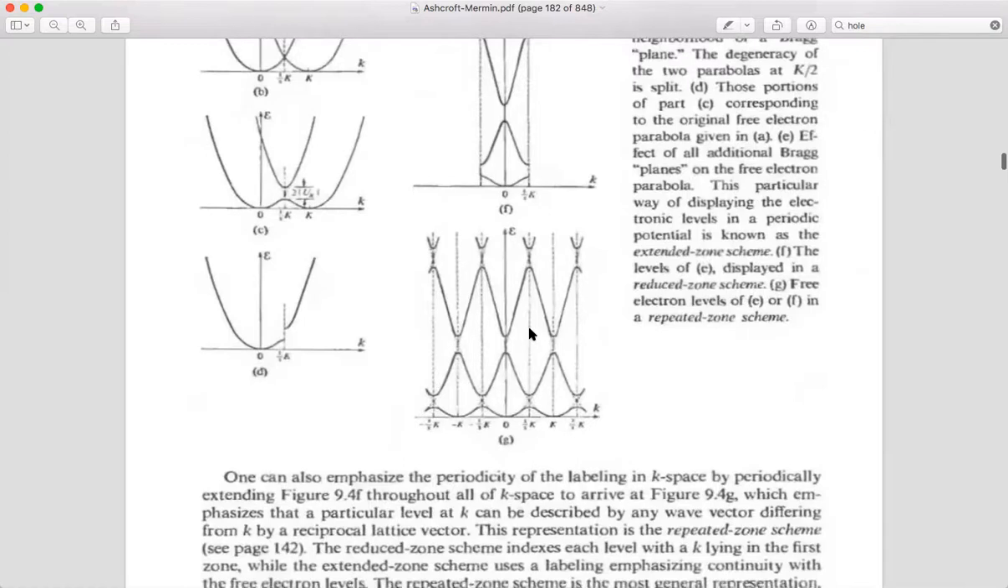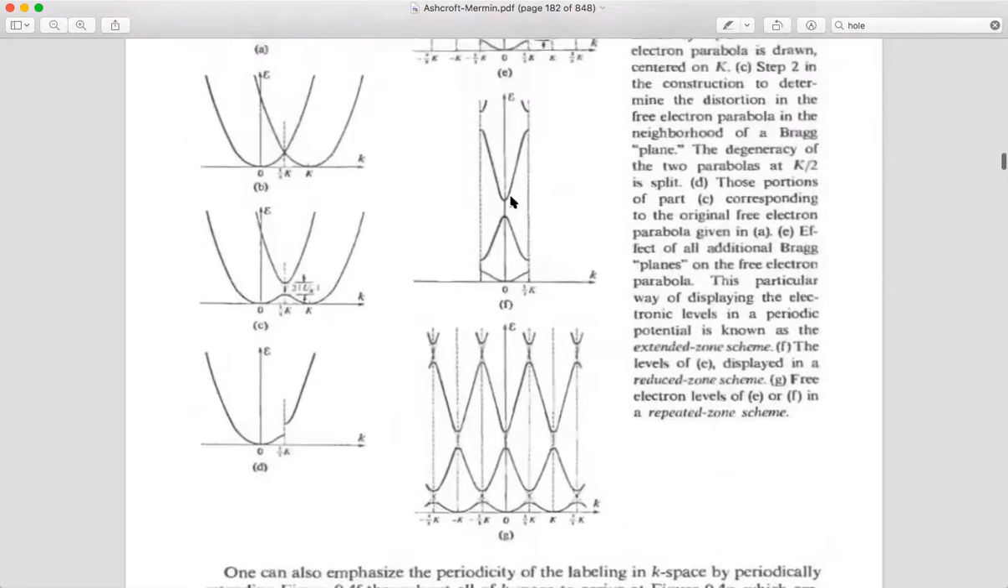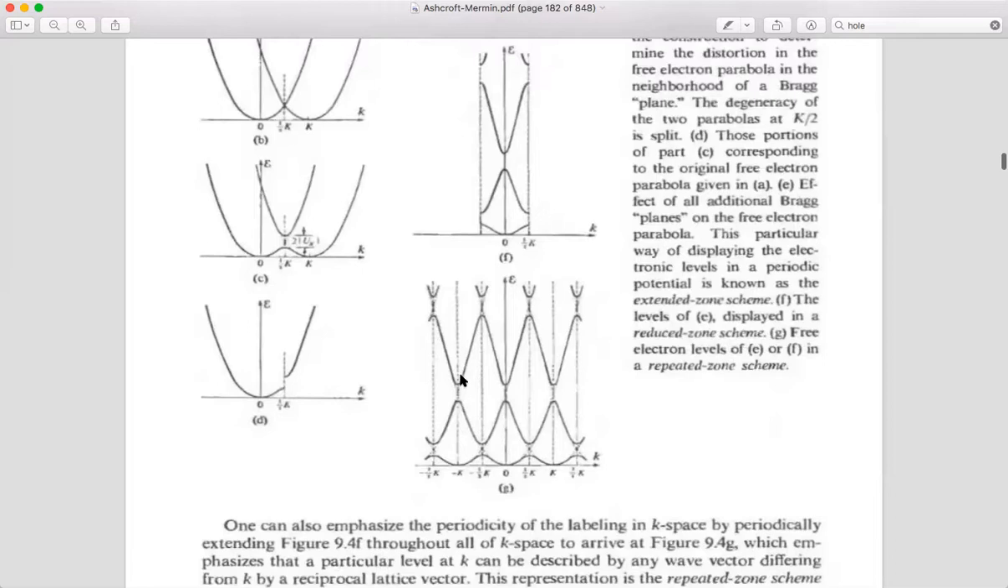Okay, so one thing is that we have one parabola, which was one parabola in a completely free electron picture, now gives me this kind of band picture, and also it introduces band gaps. So this continuity, remember we talked about continuity of the electronic energies as a function of K.